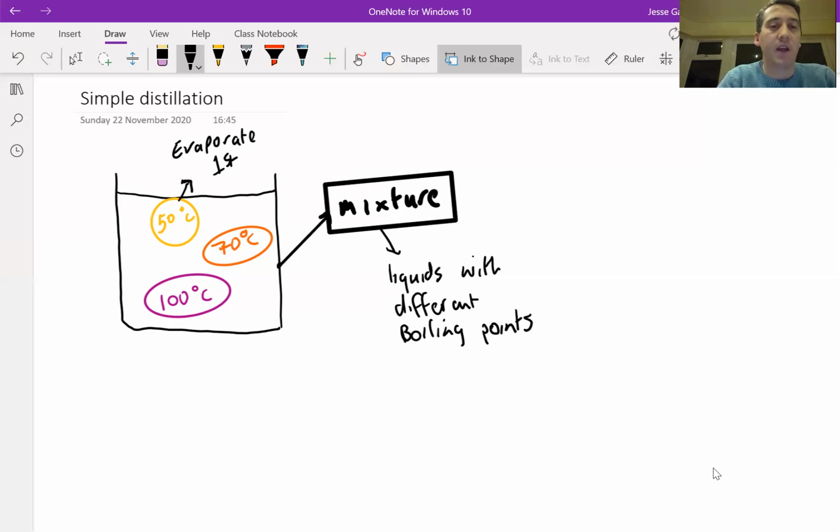So when we get to 50, all the particles in here that have a boiling point of 50 are going to evaporate, they're going to boil, and leave behind just the mixture of the 2 liquids that have a boiling point of 70 and 100, because they won't be ready to boil yet. They won't be boiling until we reach their boiling points. Obviously, that means that this one, with the highest boiling point of 100, is going to evaporate last.